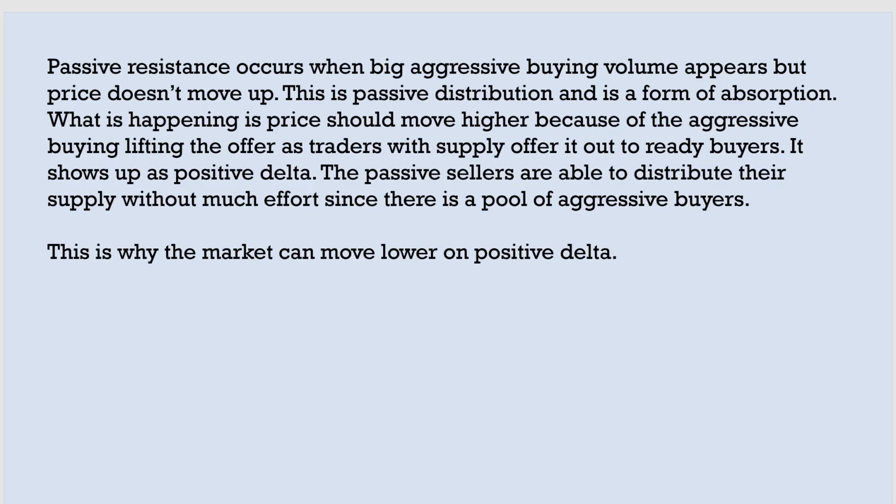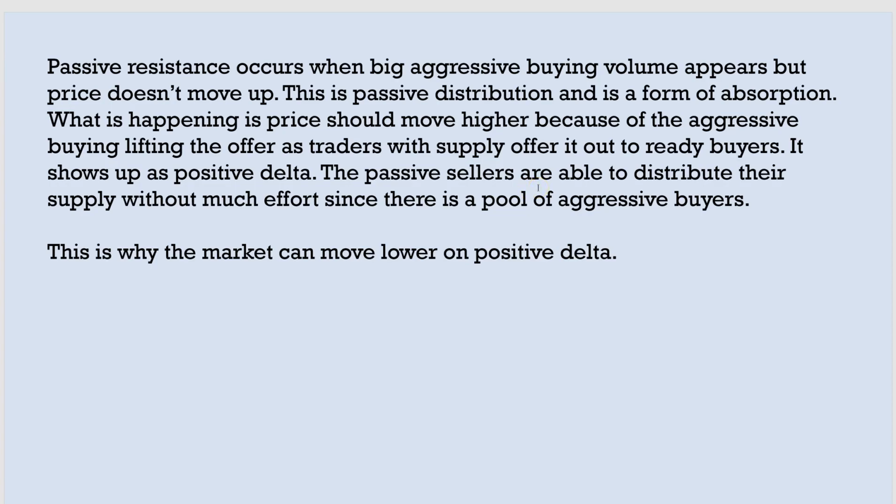You're running into an area where you have supply, right? That's what causes resistance, is supply. And it's when people are distributing it out, what they're doing is working offers. That's your resistance. It's a form of absorption. Price should move higher because of the aggressive buying lifting all the offers, but traders with supply offered out to those buyers.